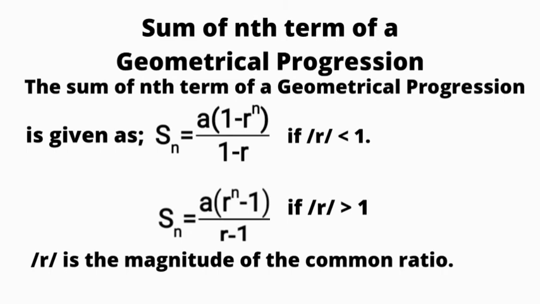Sum of the nth term of a geometrical progression. The sum of the nth term of a geometrical progression is given as these two formulas. In the first formula, the magnitude of r is less than 1. The magnitude of r is greater than 1 in the second formula, where the magnitude of r is the magnitude of the common ratio.